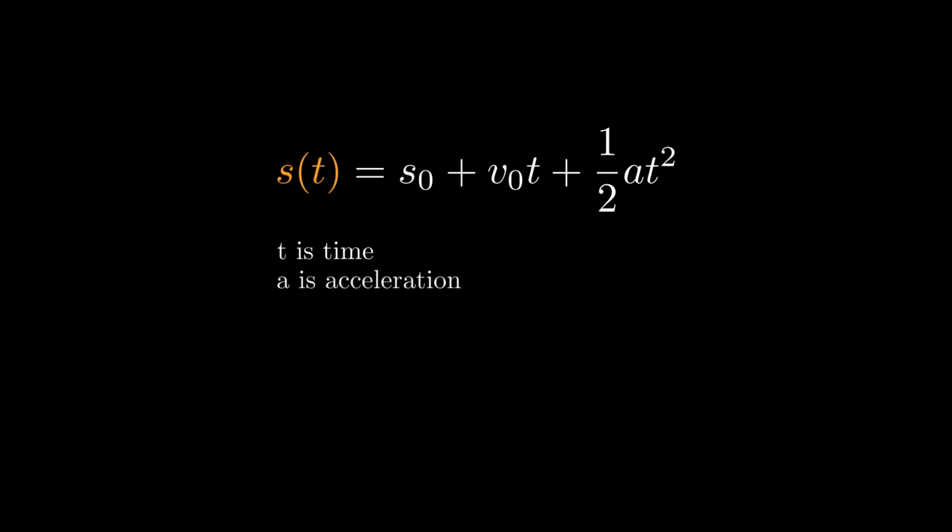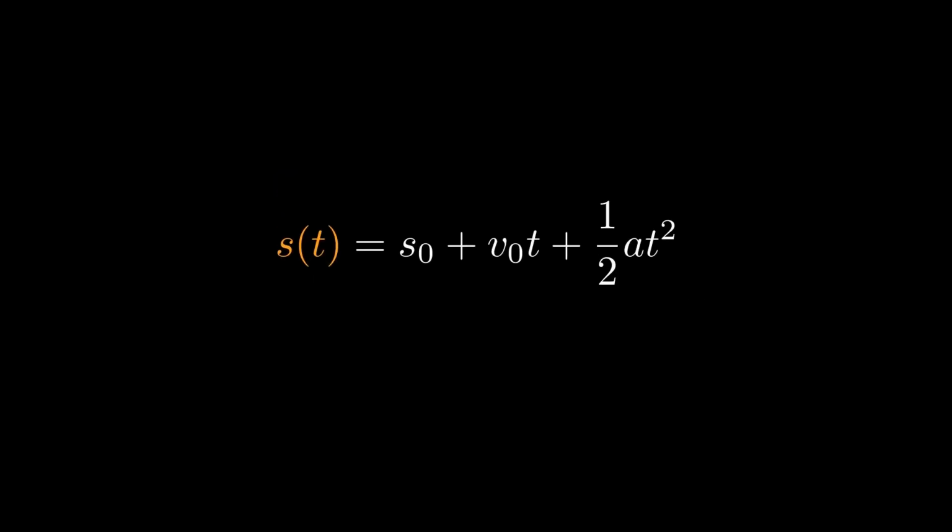Let us look at the following example to understand the usefulness of the derivative. Consider this function: s of t equals s0 plus v0 times t plus 1/2 a t squared. Here, t is time, a is the acceleration of the body, and s0 and v0 are respectively the initial position and the initial velocity of the body. This is a fundamental equation in kinematics for the study of uniformly accelerated motion.